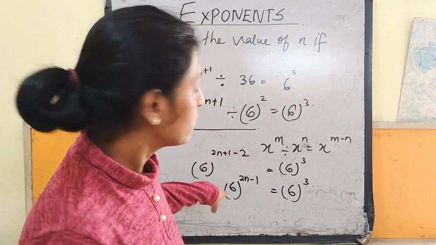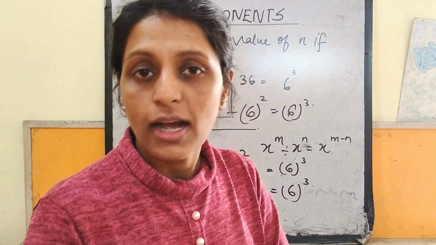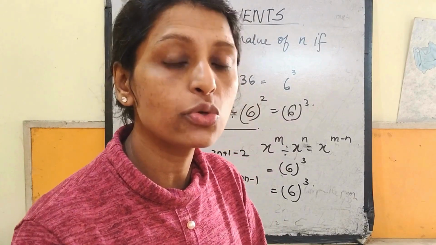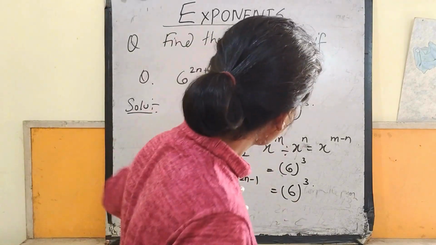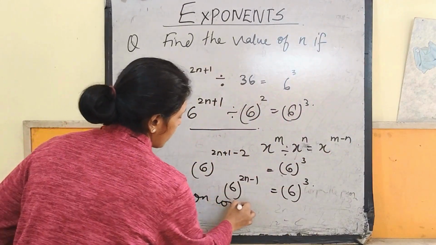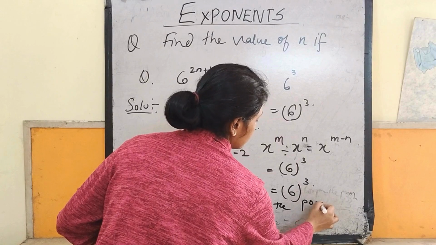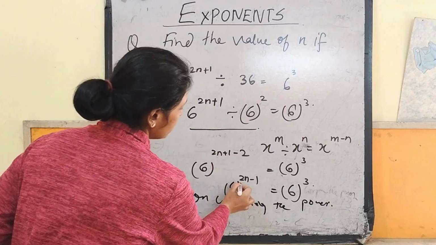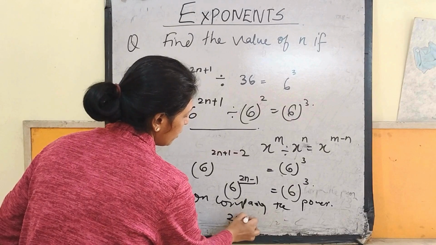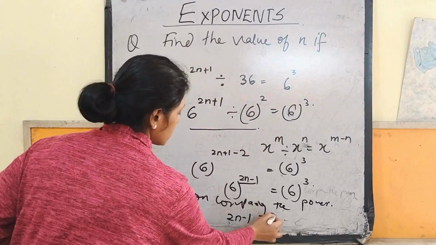Now we can see that the bases on the left hand side and on the right hand side are same. So now what we are going to do? We are going to compare the powers. So on comparing the powers, on the left hand side the power is 2n minus 1 is equal to, on the right hand side it is 3. So we'll write it as 3.